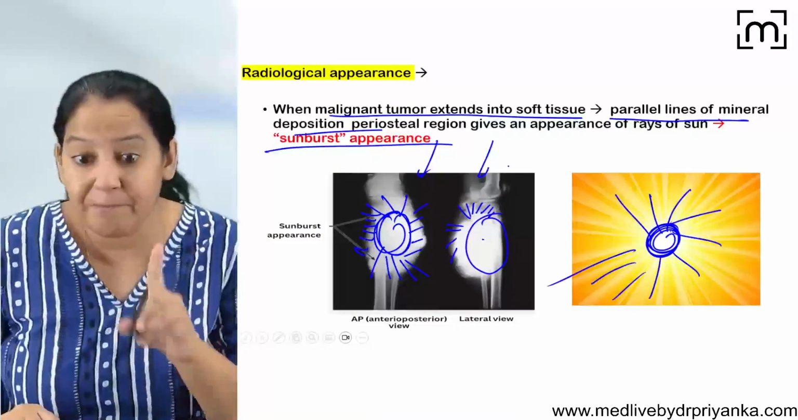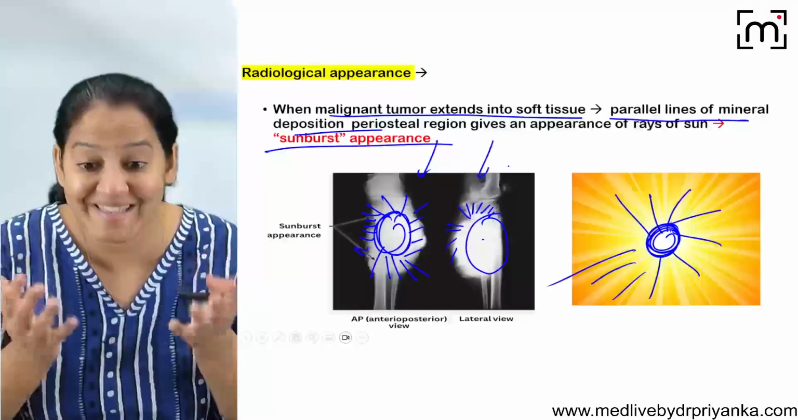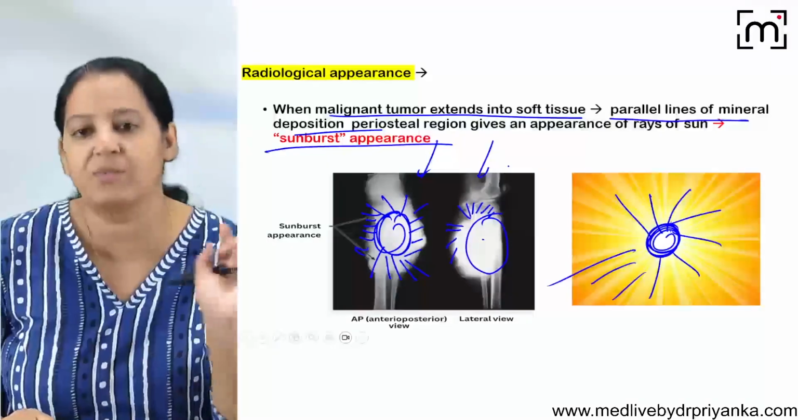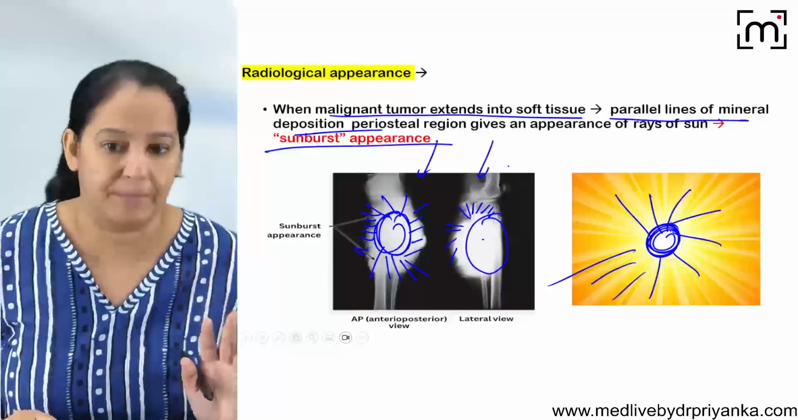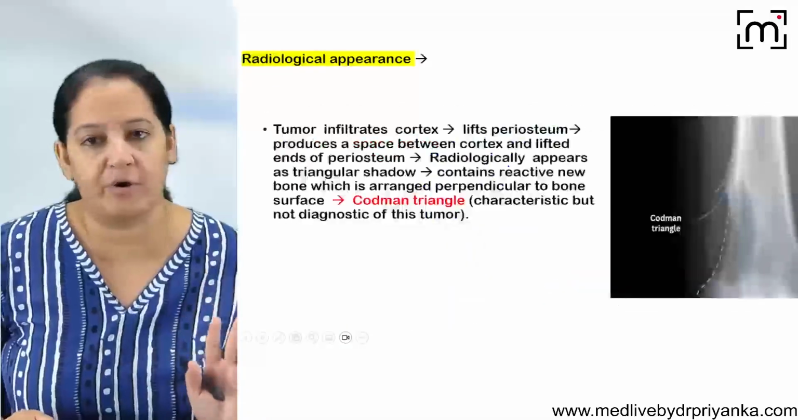It is known as sunburst appearance. So please learn this catchy word. You have to highlight this word in your answer copy. Sunburst appearance. The first important radiological finding.